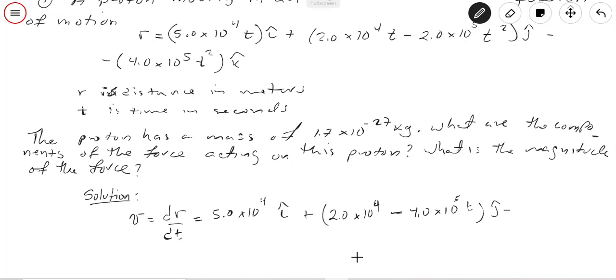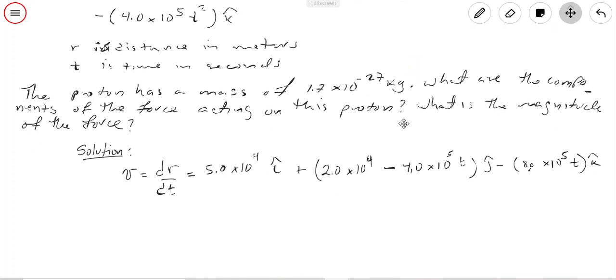j minus, and then the first derivative of 4.0 times 10 to the 5th t squared will be 4.0 times 2 times 10 to the 5th times t. So it will be 8.0 times 10 to the 5th t k. So this is the equation of velocity. Now we know that the acceleration is the first derivative of the velocity.